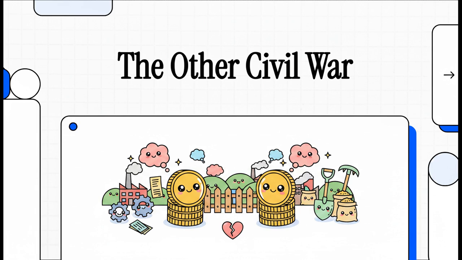Today, we're diving into Chapter 10 of Howard Zinn's classic book, A People's History of the United States, to unpack what he describes as a largely hidden narrative of class struggle.